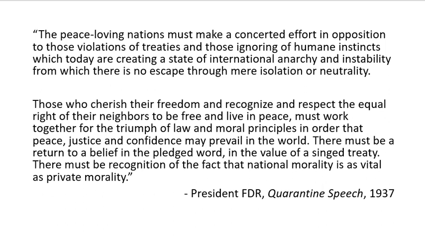Quarantine speech, 1937, from FDR. The peace-loving nations must make a concerted effort in opposition to those violations of treaties and those ignoring of humane instincts which today are creating a state of international anarchy and instability from which there is no escape through mere isolation or neutrality.